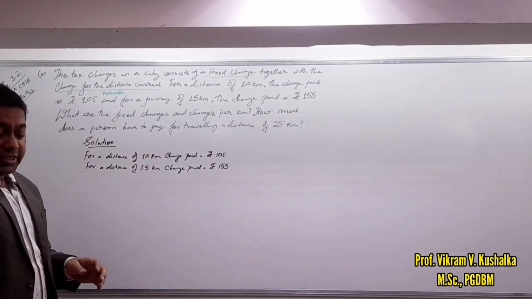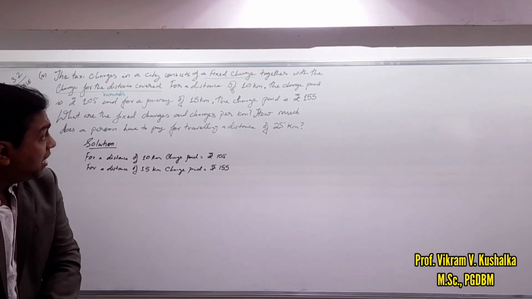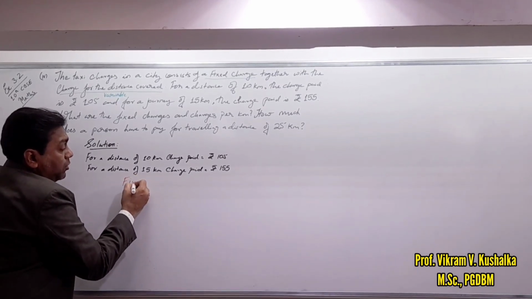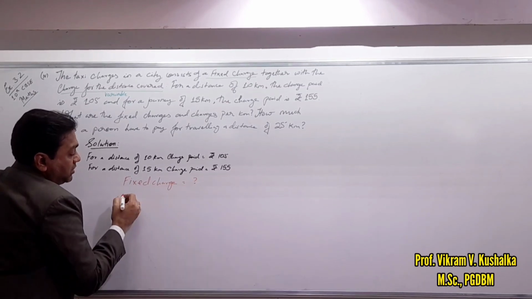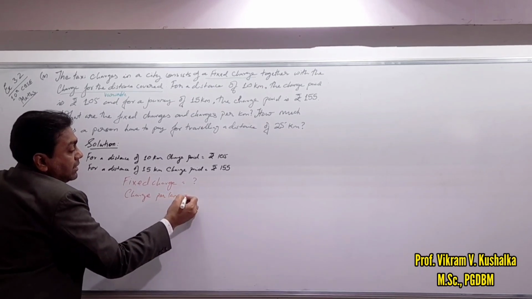And what are we expected to find out in this case? We are expected to find out the fixed charge and the charge paid per kilometer. So we are expected to find out how much the fixed charge is and how much the charge per kilometer is.